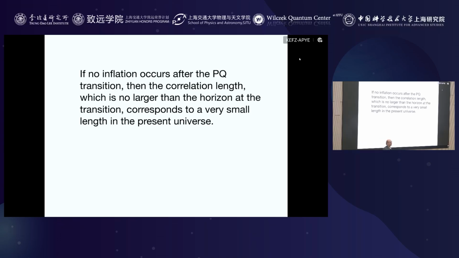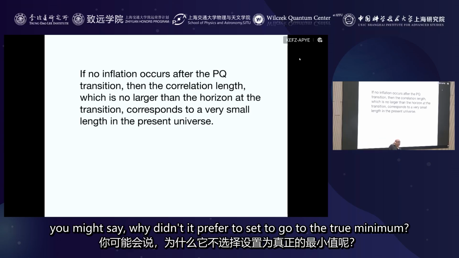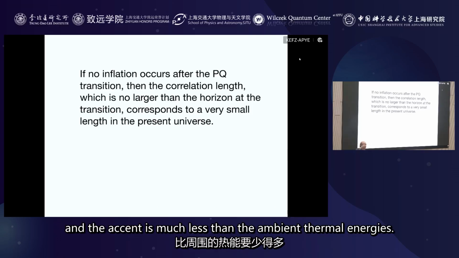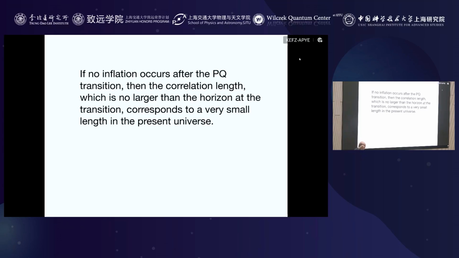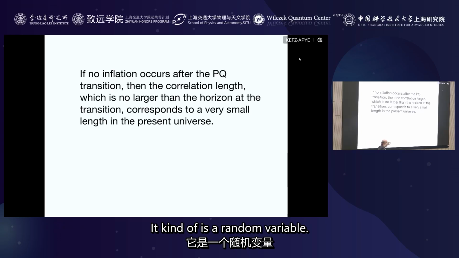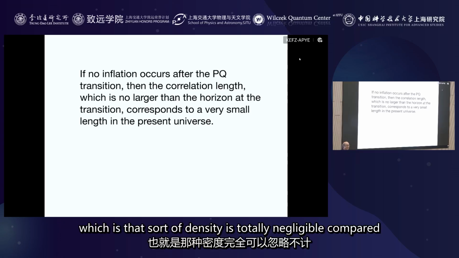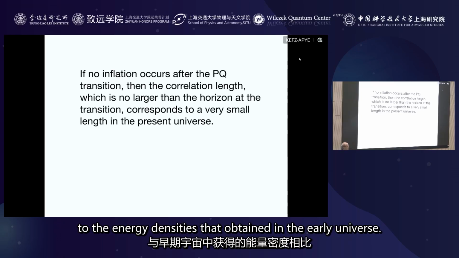Okay. By the way, you might say, well, why didn't it prefer to go to the true minimum? The point is that the amount of energy that was locked up in this kind of energy field in the axion is much, much less than the ambient thermal energies. And so it kind of is a random variable. Okay. The present day dark matter density, which is that sort of density, is totally negligible compared to the energy densities that obtained in the early universe.